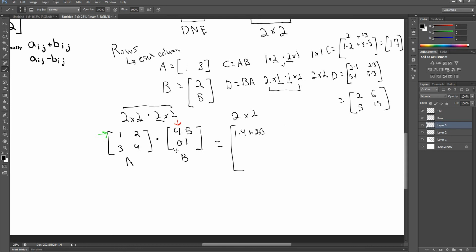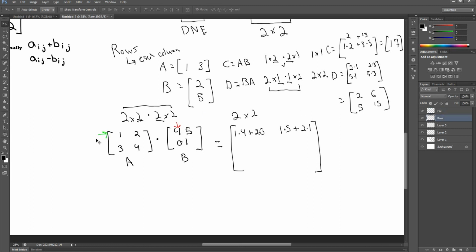So I've finished all the entries in column 1. There's only 2 entries in column 1, and I have 2 products. So I'm now going to switch to column 2. In this case, I'm still working with the same row. So I have 1 times 5 plus 2 times 1. I've now finished every entry in column 2. I have no more columns left. So the column is going to go back to 1.